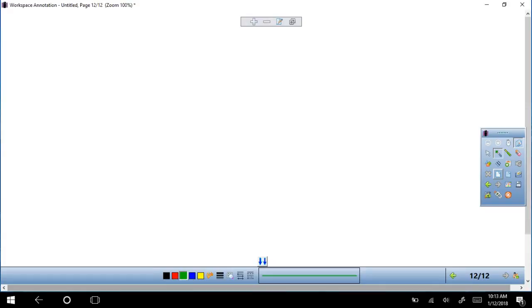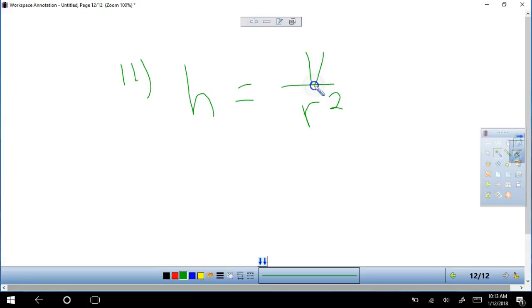Alright, so number 11. The height of a cone with fixed volume varies inversely as the square of its radius. So inverse means, so I have my height varies, so equals. Inversely, so I put that on the bottom. Now it's the square of my radius, and then you always throw your k on top. That whole fixed volume you have to do that to make the equation work. That'd be your constant. You could technically put b on top of it. Oh well. Alright, next slide.